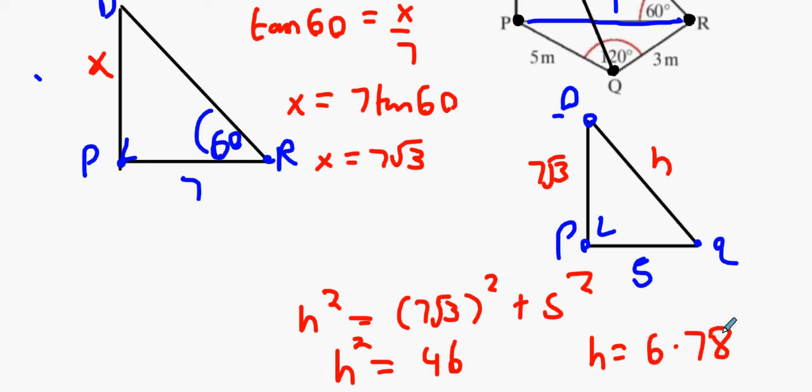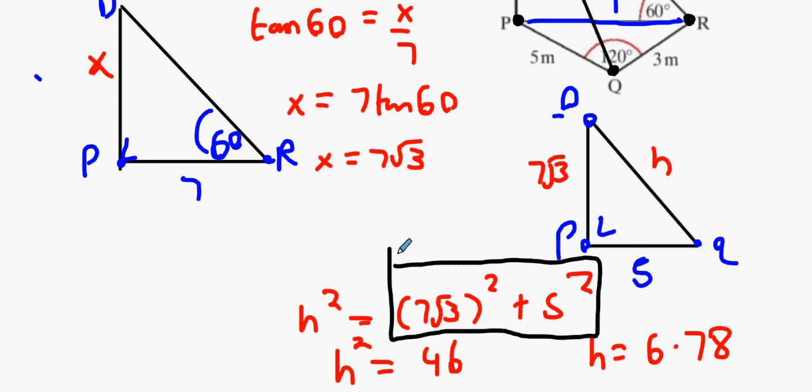Does 6.78 make sense? I don't think it does. Is 7 root 3 not bigger than that? I'd redo that again, lads. Oh, I know, I forgot. See how I knew you got it wrong though? Because I knew that it wasn't the largest side in the triangle. So I knew there was a mistake. It has to be the largest side. So what is that? 7 root 3 squared plus 5 squared. Anybody else in the house?